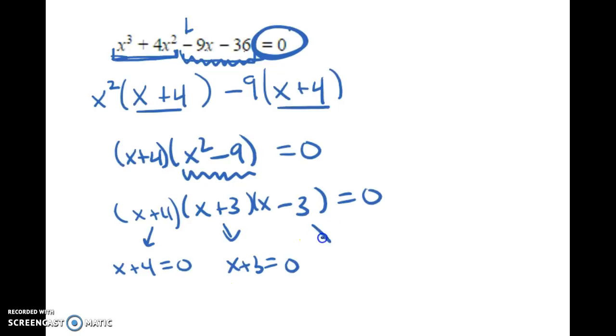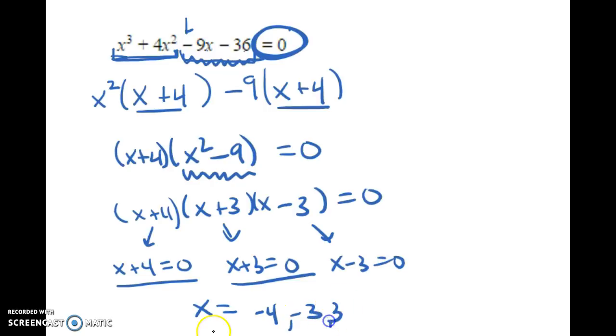So when it's all said and done, what I end up with is the solutions are, this would be x equals negative 4, this gives me x equals negative 3, and this gives me x equals positive 3. So those are the solutions to the equation.